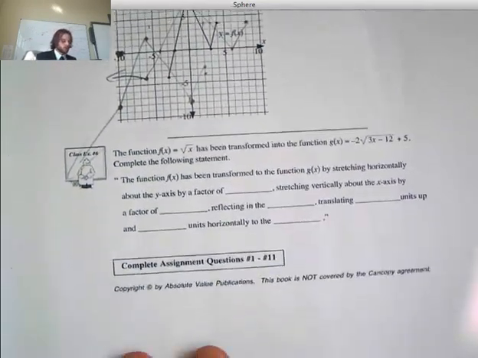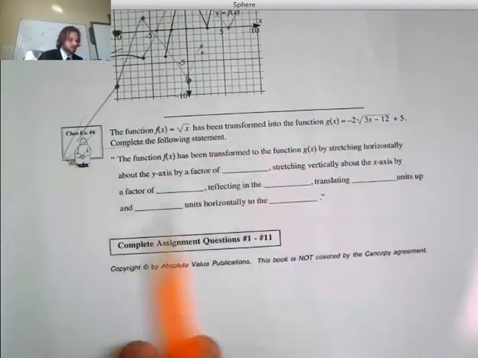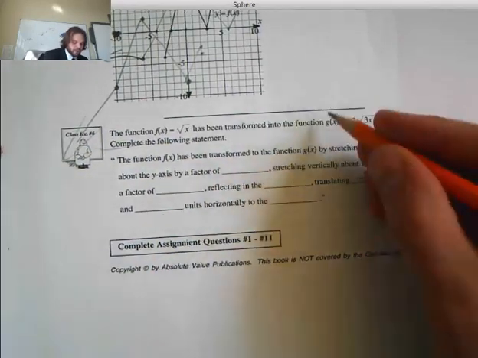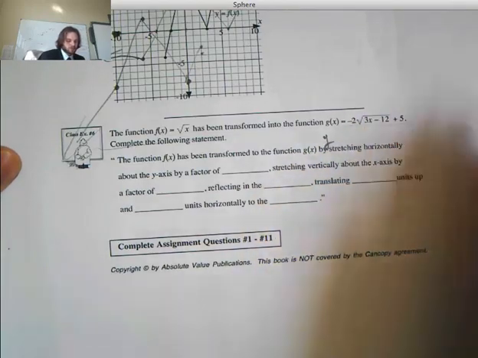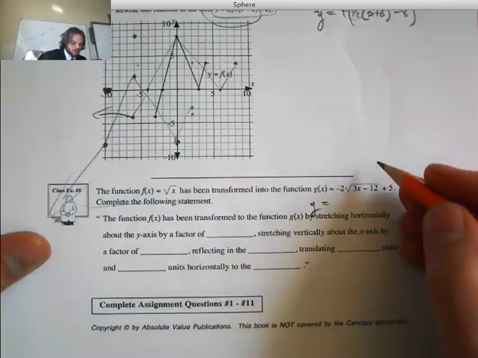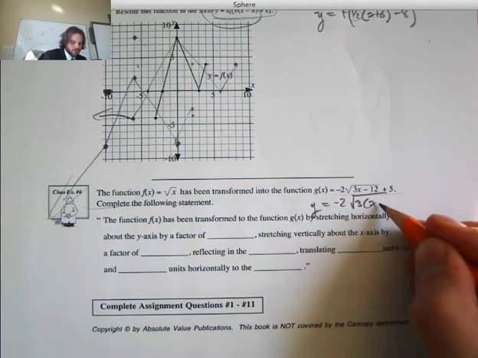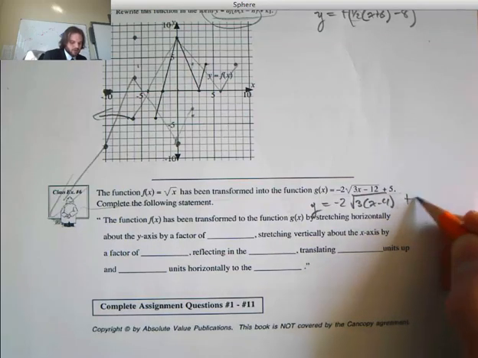Okay? Now, let's take a look at this next part here. The function of this is transformed to that. Complete the statement below. Well, first of all, when I do this, once again, it's not in proper form. It's equal to, because we want it in this form. So I'm going to have negative 2 square root. I'm going to factor out a 3, so I have x minus 4. And then it's plus 5.